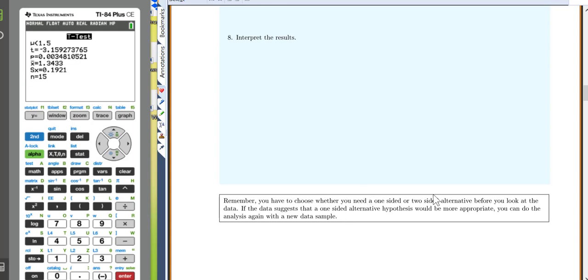If your data suggests that maybe you should have picked a different alternative hypothesis, you're usually, theoretically, supposed to do that again with a new data sample. When you look at the data first, we call that data snooping, and that's kind of unethical in the statistics world.